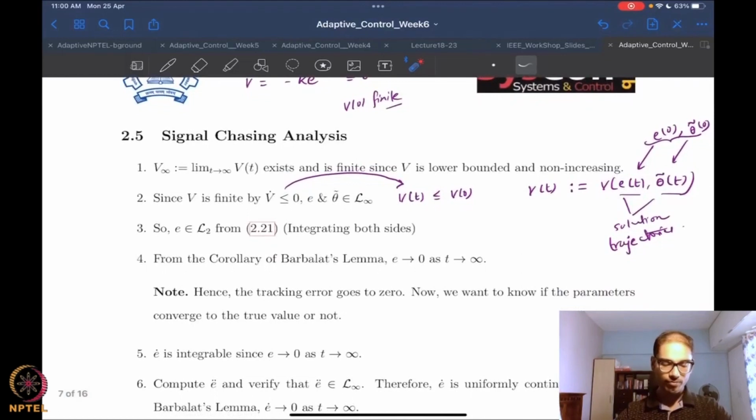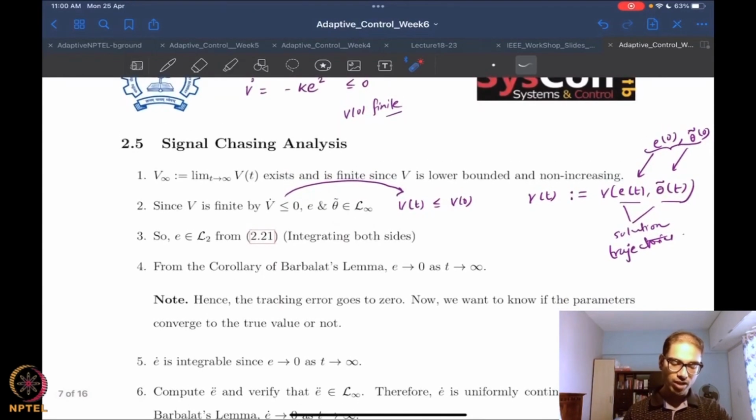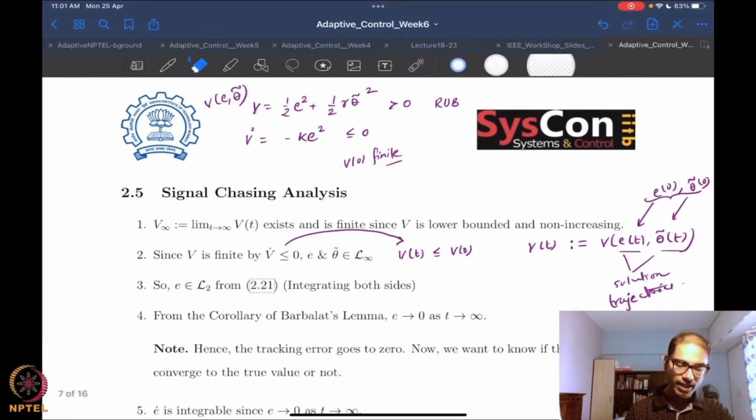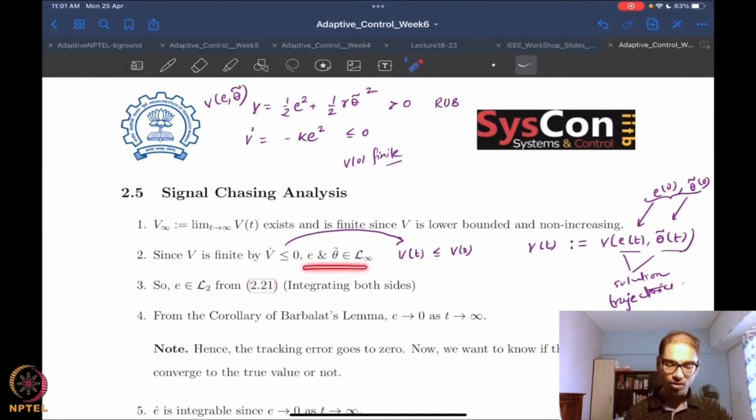Excellent. Now that we know that V dot is less than or equal to 0, V of t is less than or equal to V0. It means that V of t is also finite because V0 is finite. And if V of t is finite, E of t and theta tilde of t are also finite. What do we know about signals that are finite? They belong to class L infinity. If a signal is finite for all time, then it belongs to L infinity because the infinity norm is just the supremum. If E of t and theta tilde of t are finite for all t, then their supremum norm, the L infinity norm, also has to be finite.